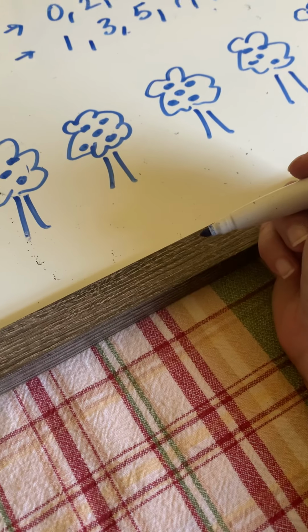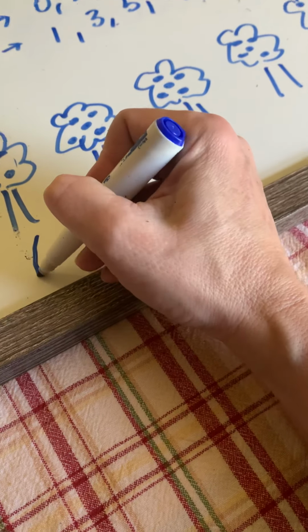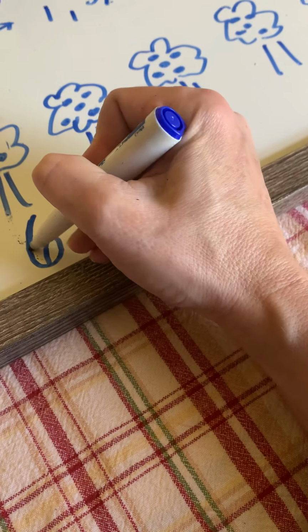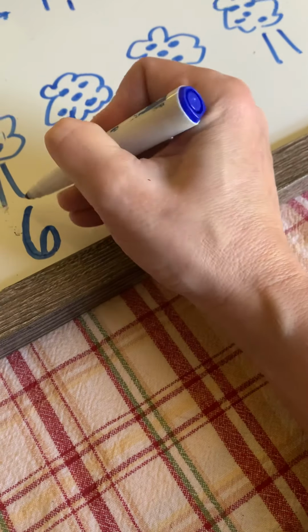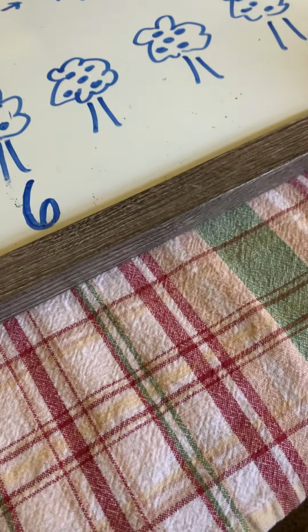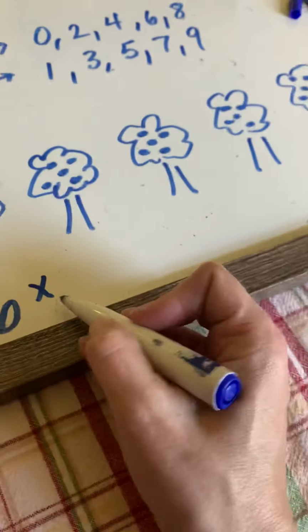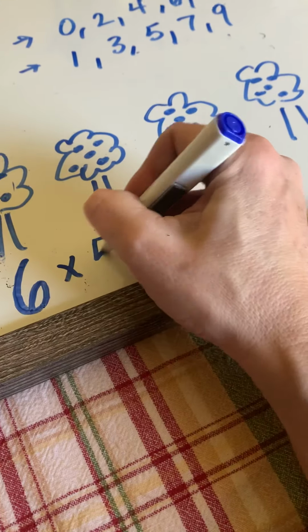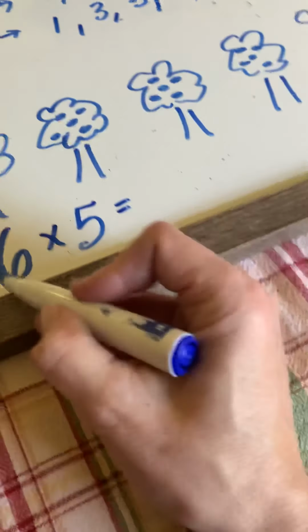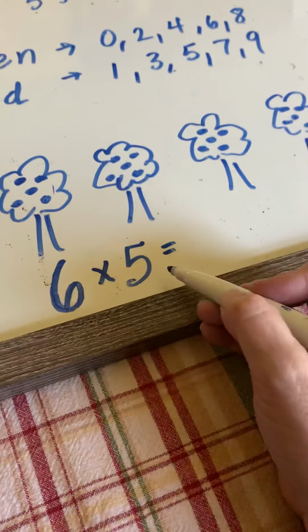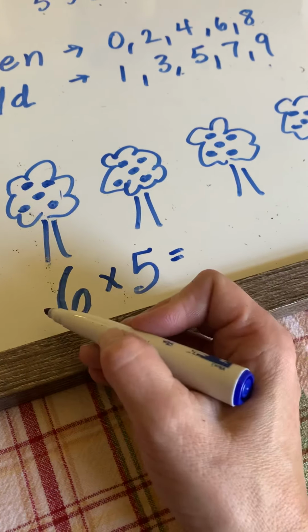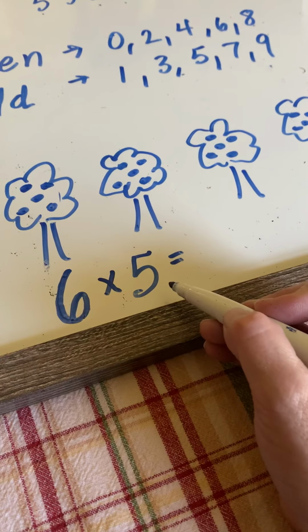Well, we have 6 trees. So think of this as equal groups. I know some of you probably already figured that out, but we have 6 groups, right? If we think of the trees as groups. And then in each of those groups, we have 5. So when we have that type of problem, we're going to multiply the 6 trees times the 5 apples.